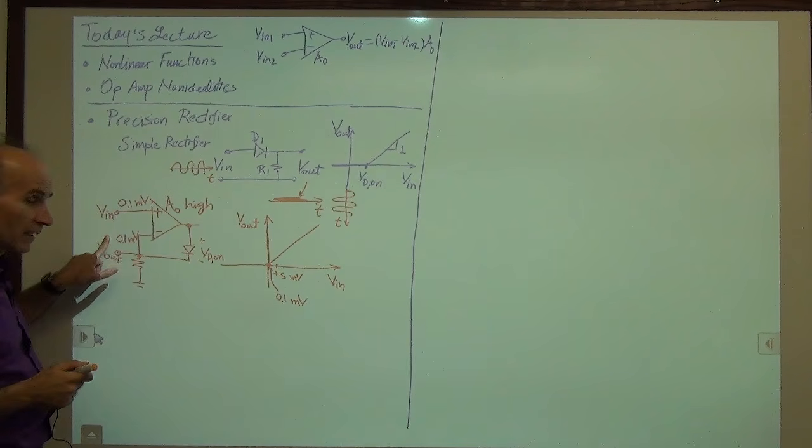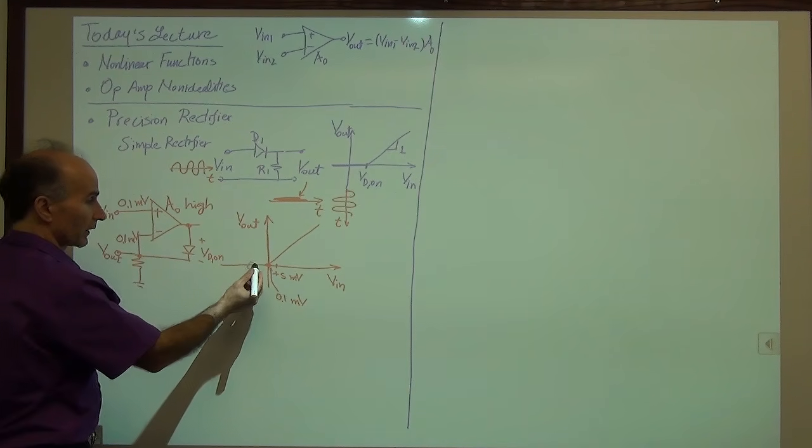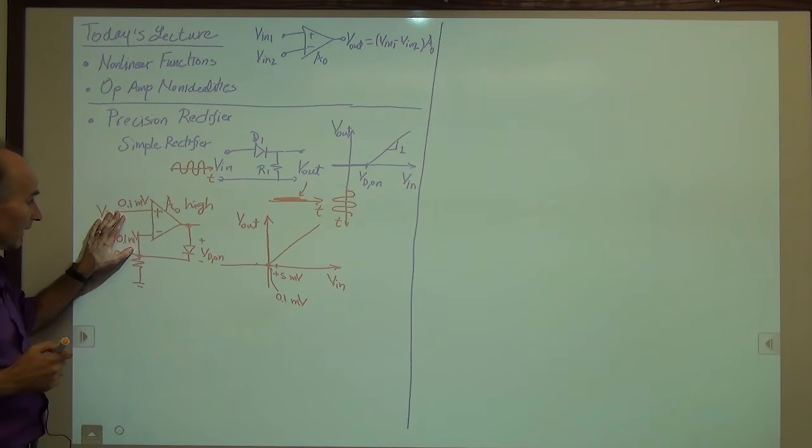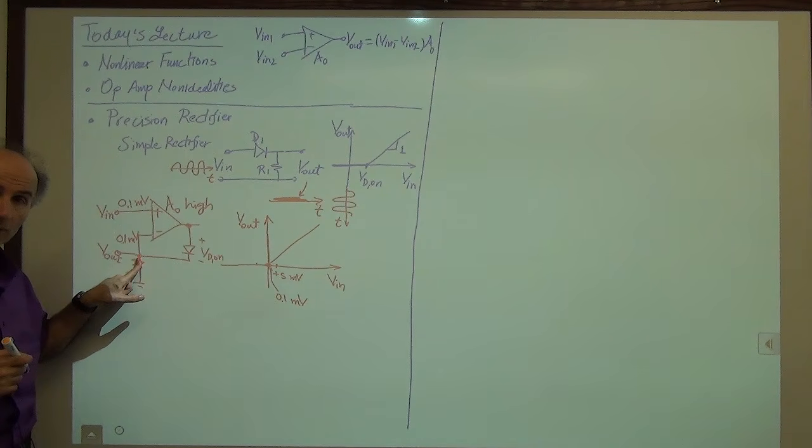Now what happens if V in is negative? So if we are over here, let's say V in is minus 5 millivolts. Well, can this point become minus 5 millivolts?